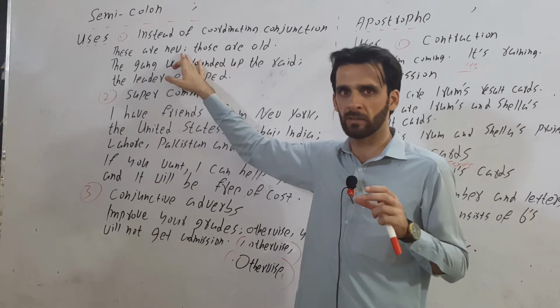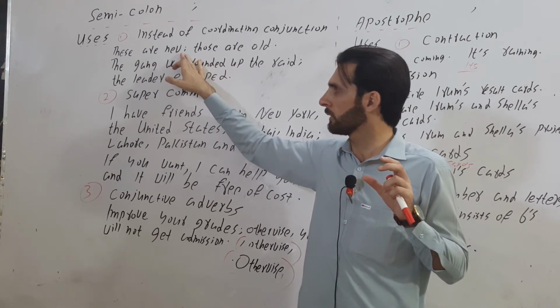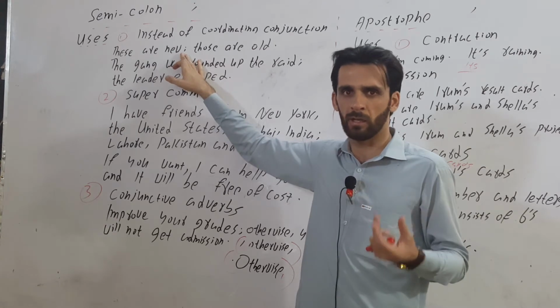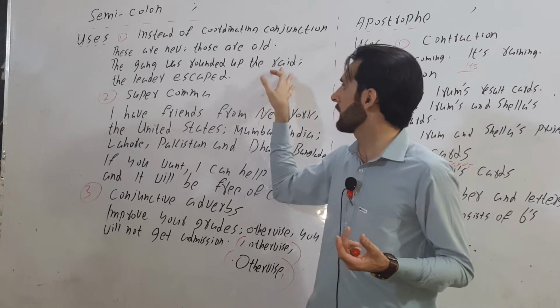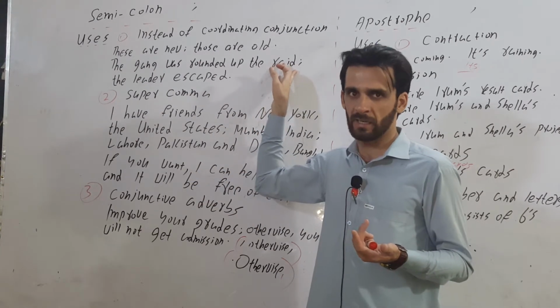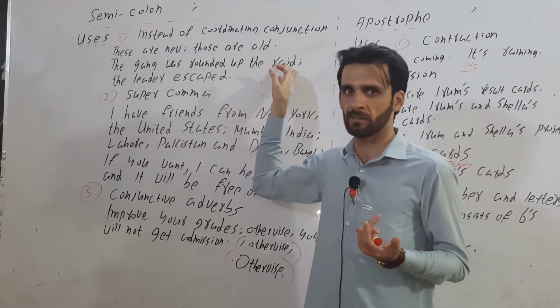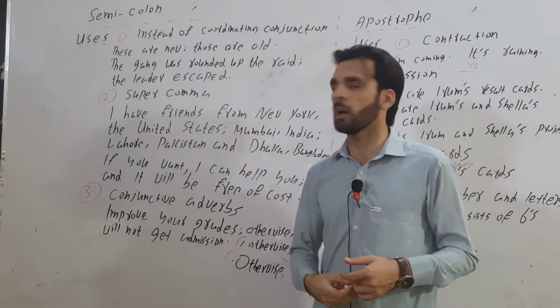Places where we can use coordinating conjunctions also allow the use of semicolon. The gang was rounded up by the police, and the leader escaped. Here again we can use a coordinating conjunction, and this is the reason we can use a semicolon here.